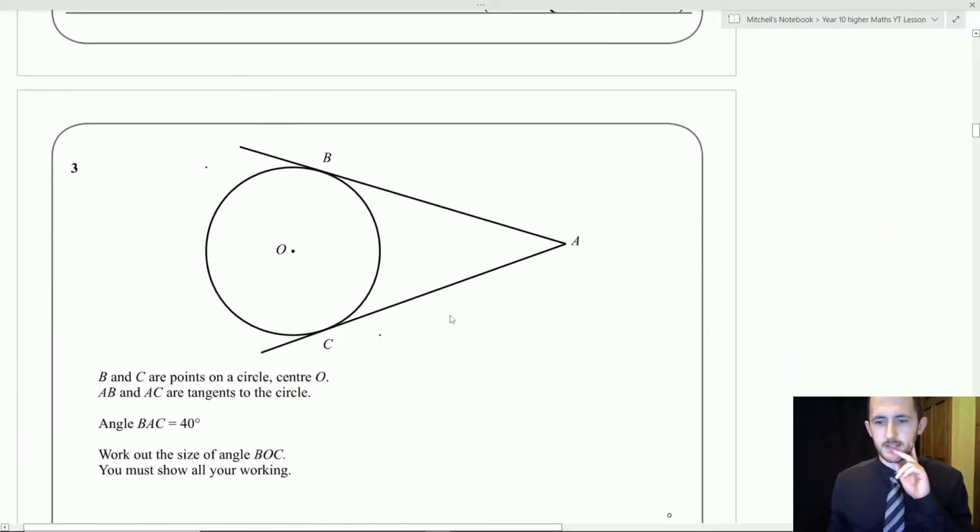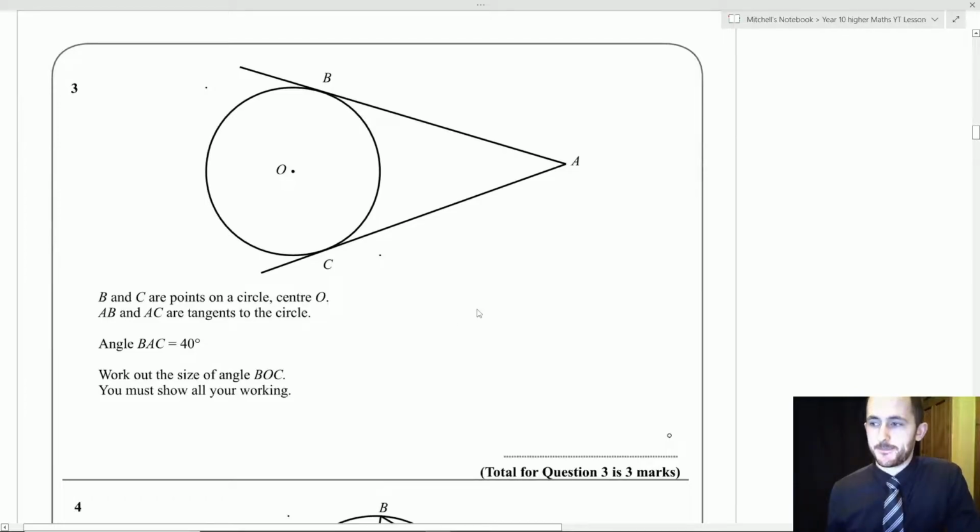All good, perfect. Okay, so again, this setup might be triggering your memory a bit as to what we just did at the beginning of the lesson. So B and C are points on a circle. So we can actually probably mark those points a bit here. Okay. AB and AC are tangents to the circle. Angle BAC is 40. So BAC, that would be this angle here, is 40 degrees. Work out the size of angle BOC.